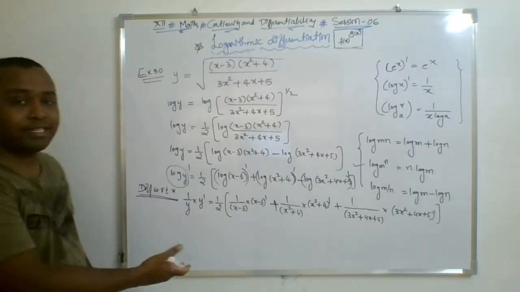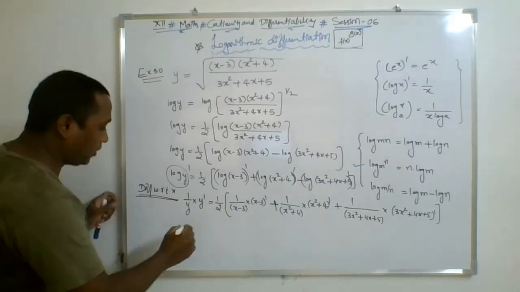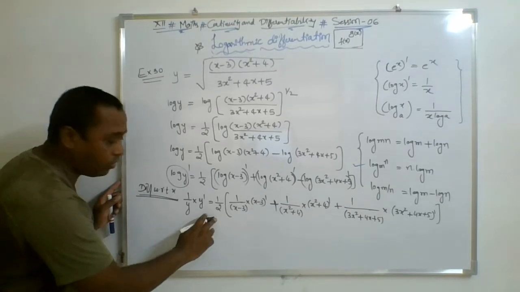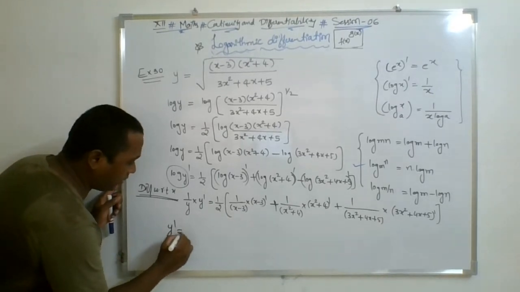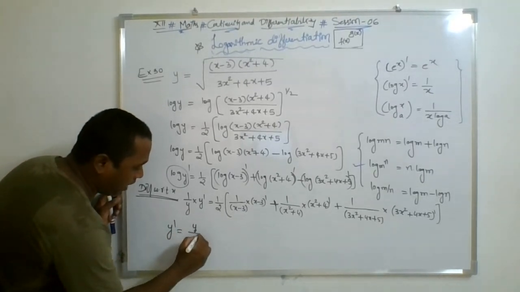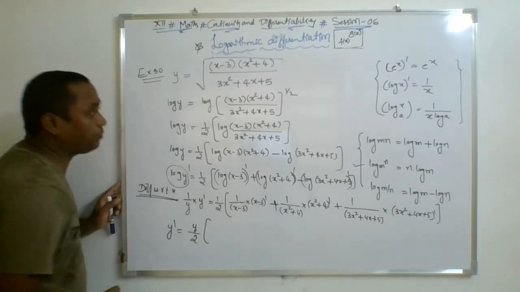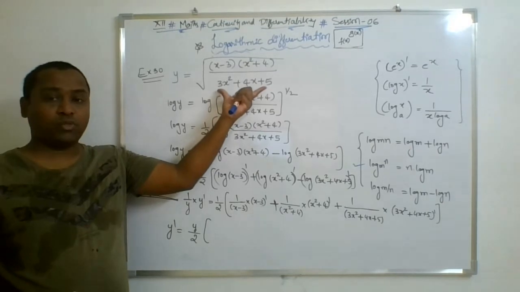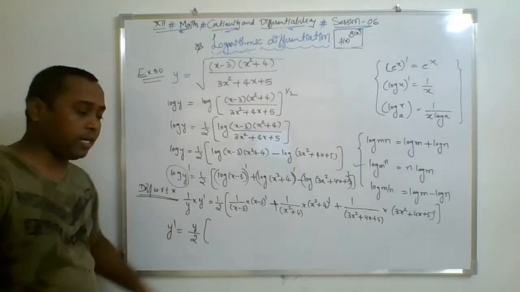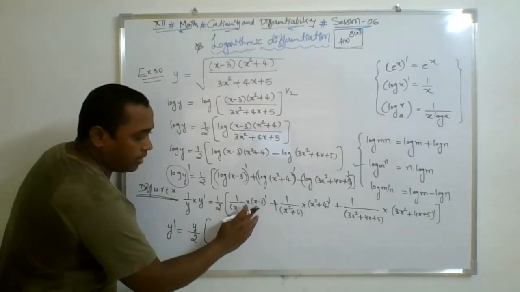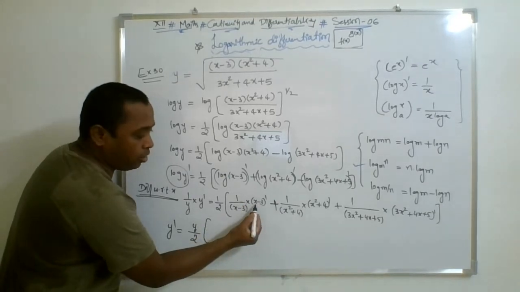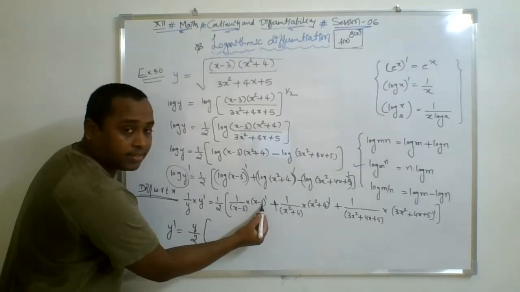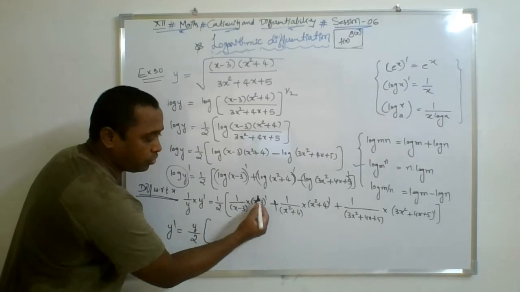So simply, the next step is your answer. So this y can be written over here. So y dash is equal to y by 2, and y means the entire question. You need to write this function at the end in place of y. Now, the derivative of x minus 3: the derivative of x is 1, the derivative of 3 is 0. Hence, this function is reduced to 1.